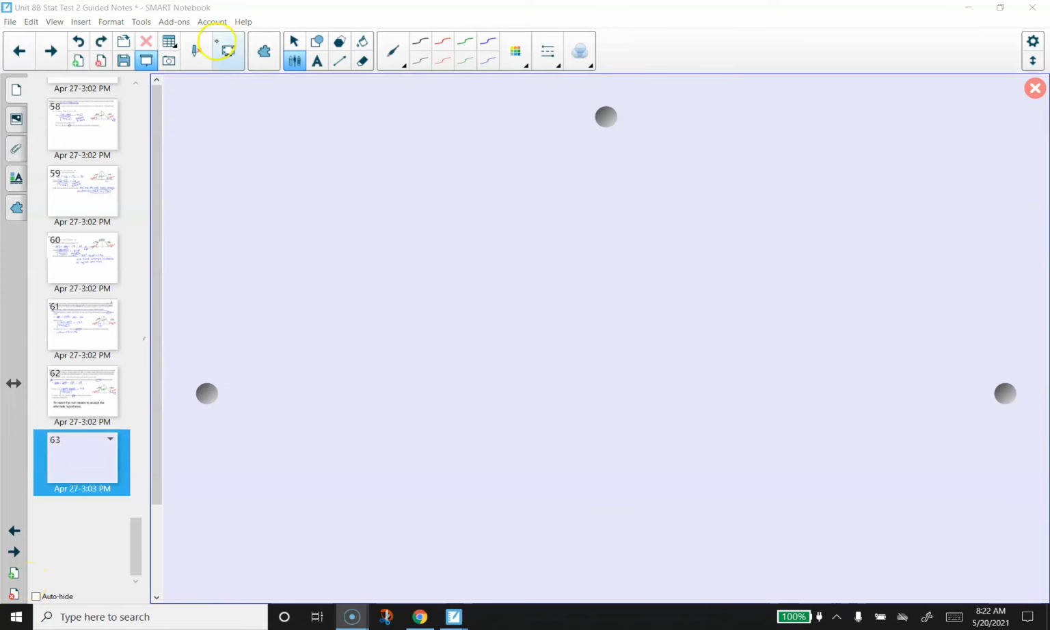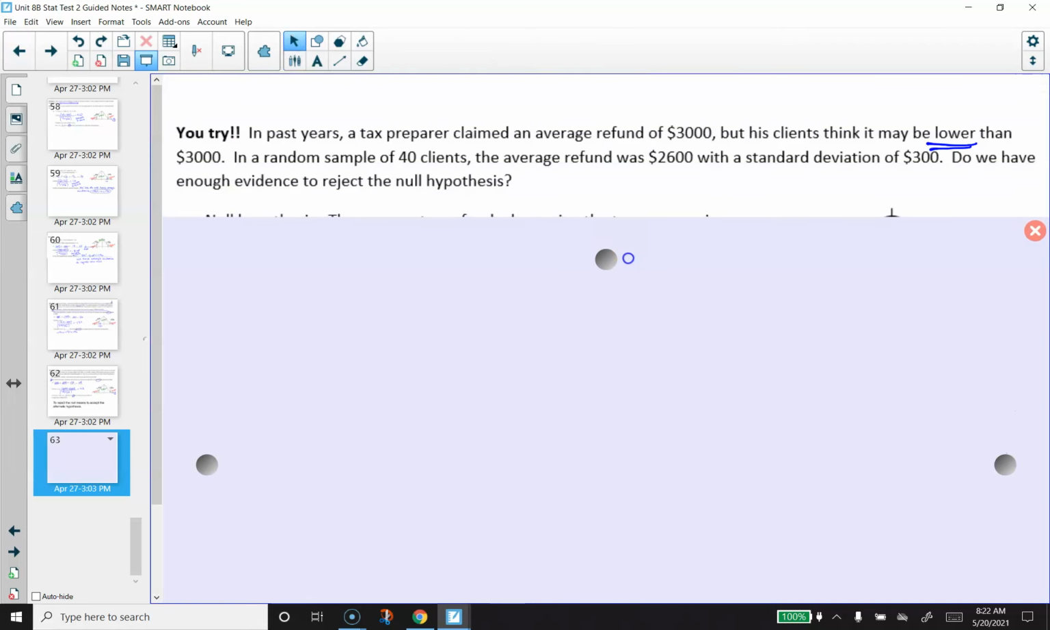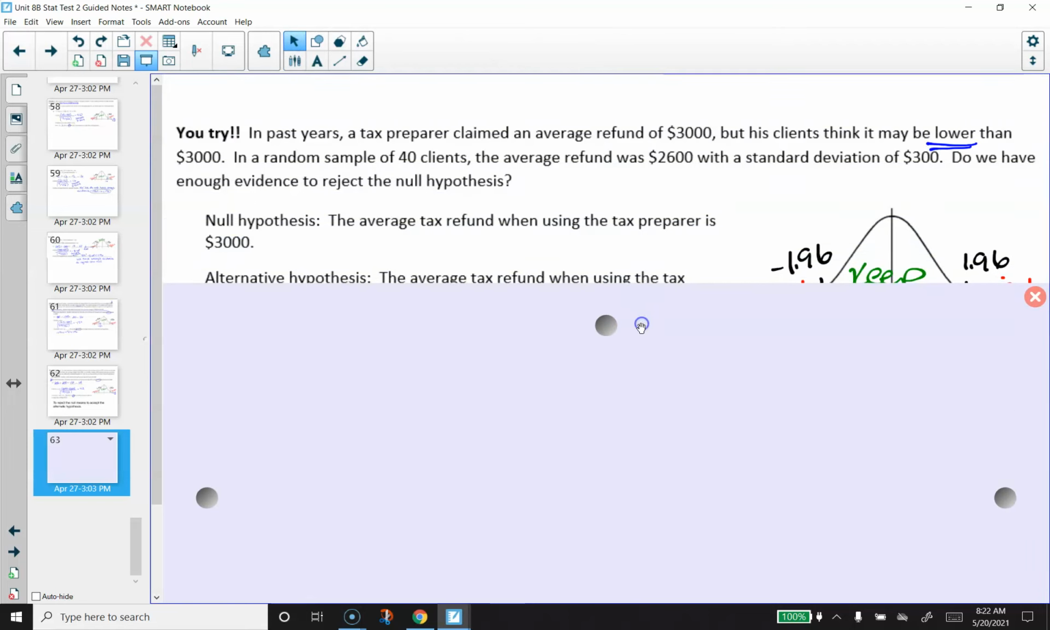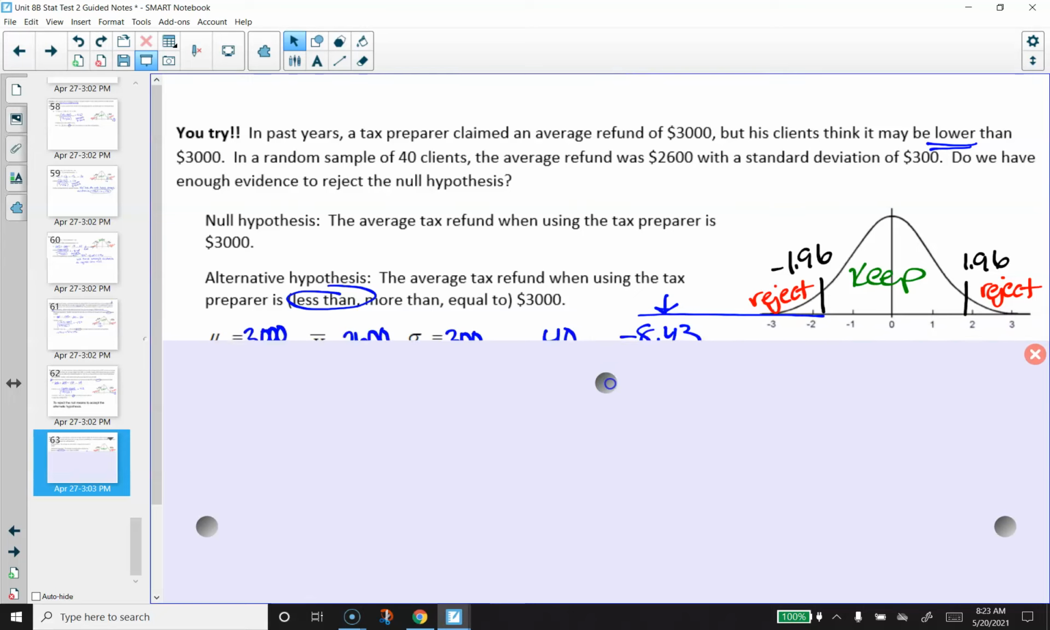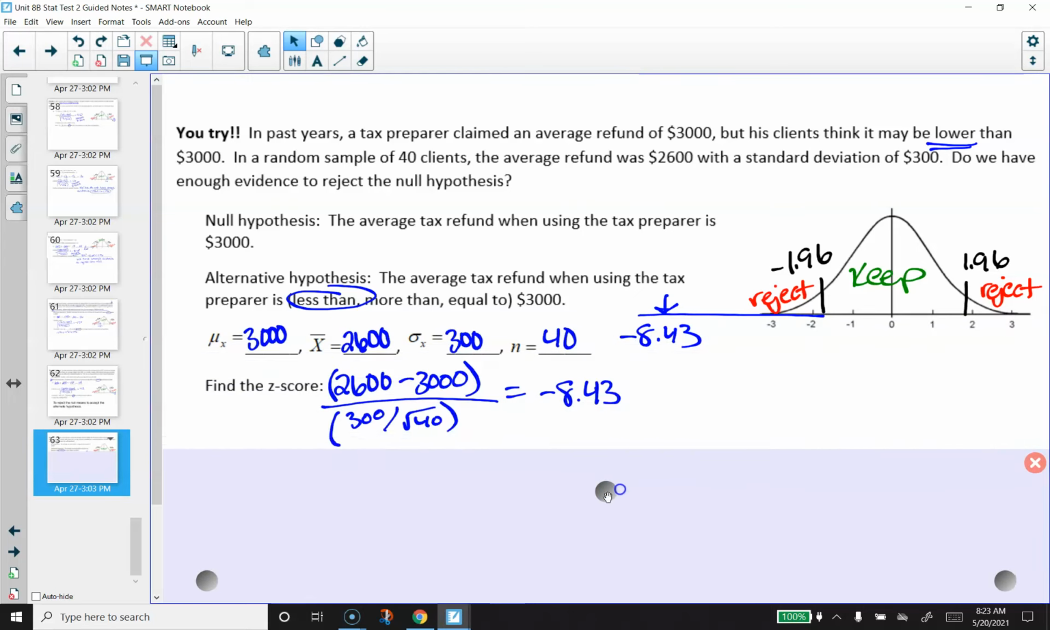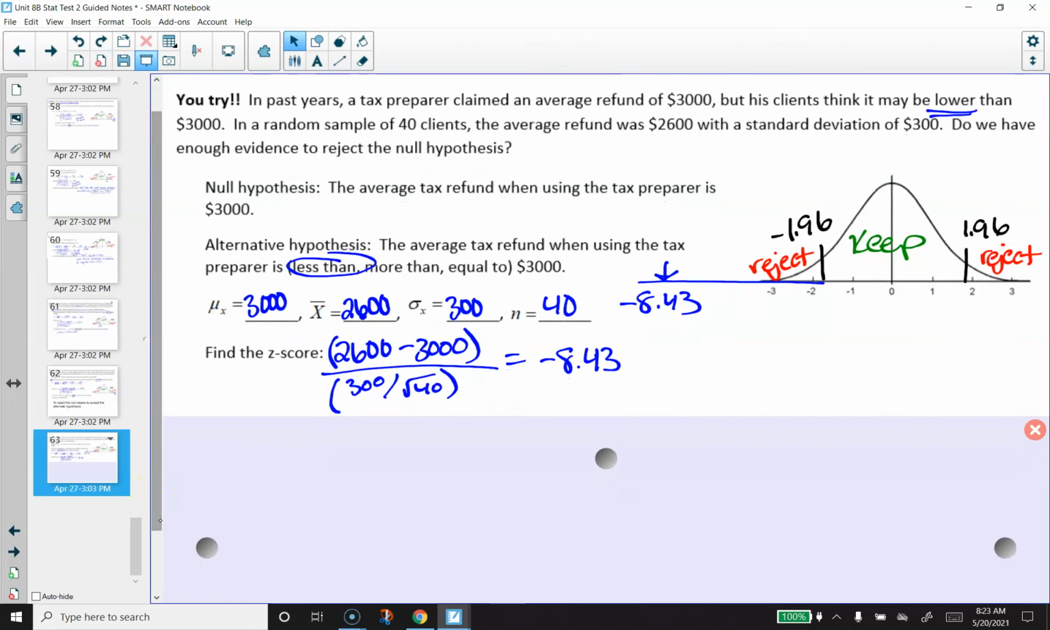All right, welcome back. Let's check our answers one final time. So again, we said that the alternate is that the average tax refund is actually going to be less than the 3,000 that they are claiming. When you find your z-score, you actually get a sample z-score of negative 8.43. That is way, way lower, right? That is way in the region.